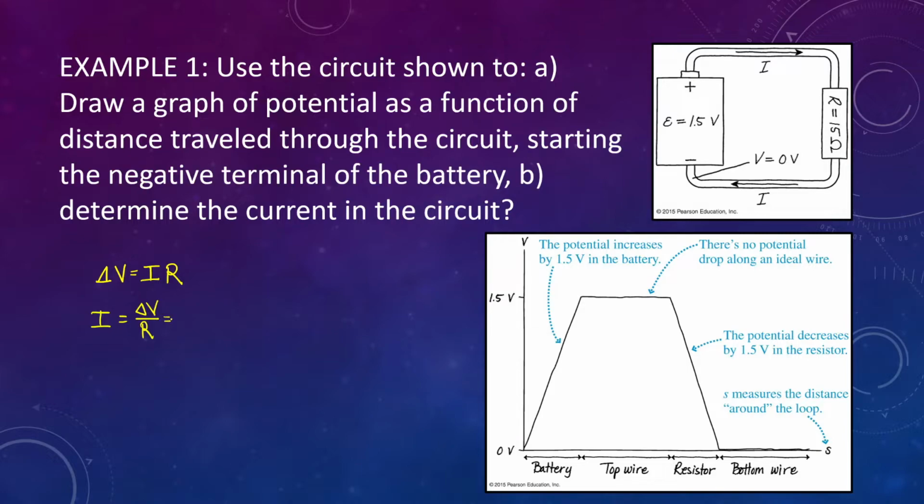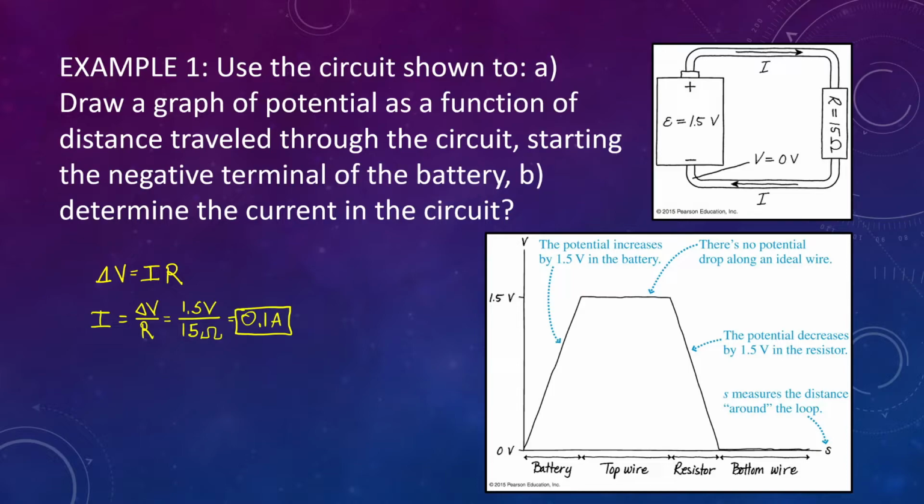We do know both of these values. The problem shows us that the battery's potential, or EMF, is 1.5 volts, and the resistance is 15 ohms. So we have 1.5 volts over 15 ohms. This gives you 0.1 amps, or a tenth of an amp.